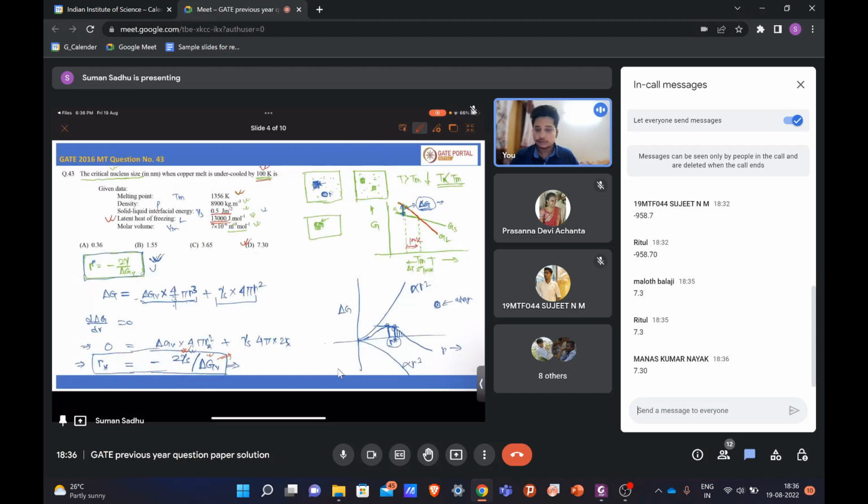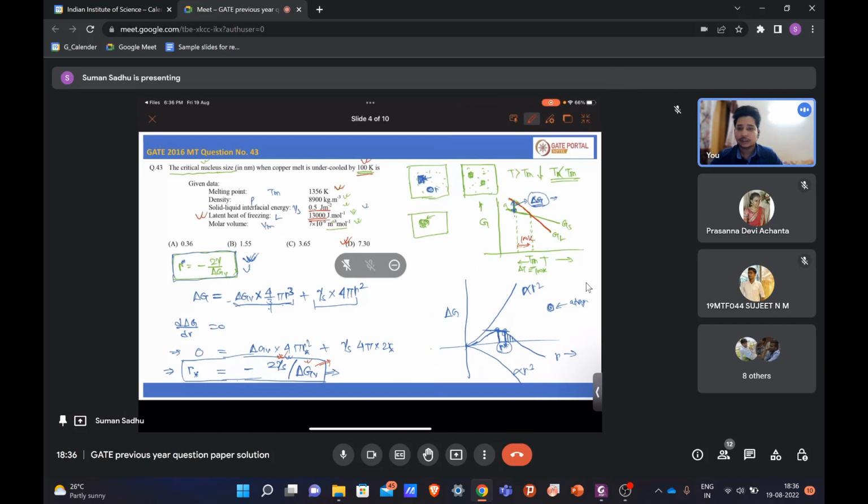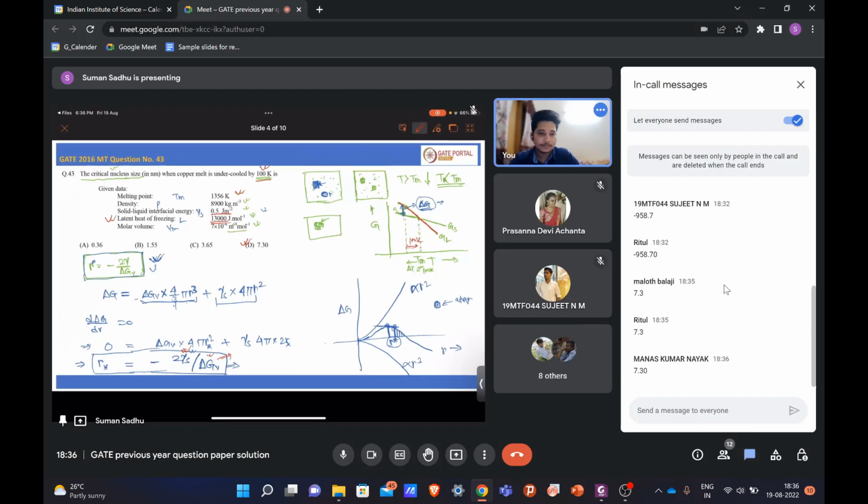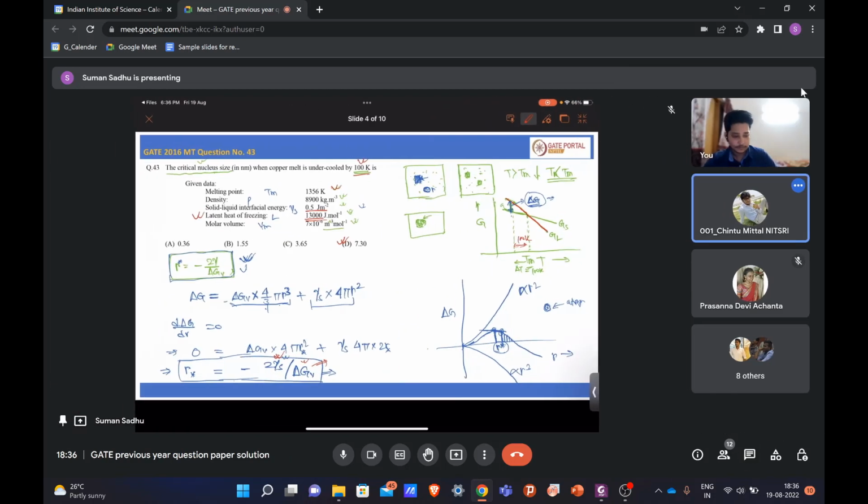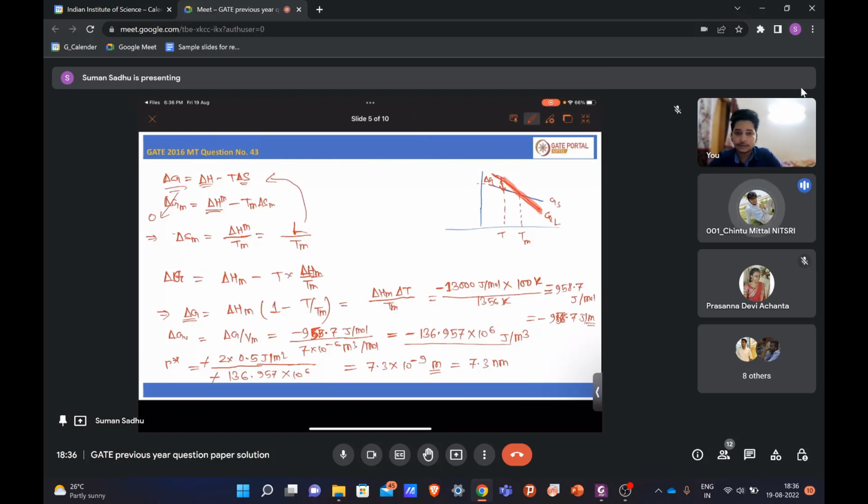So anyone has any doubt here? Because as I have explained a lot of things, like how these things are forming and all. So everyone understood how these equations are coming, how the solidification process is actually occurring, and what the concept of critical nuclear size is? Okay. Yes.